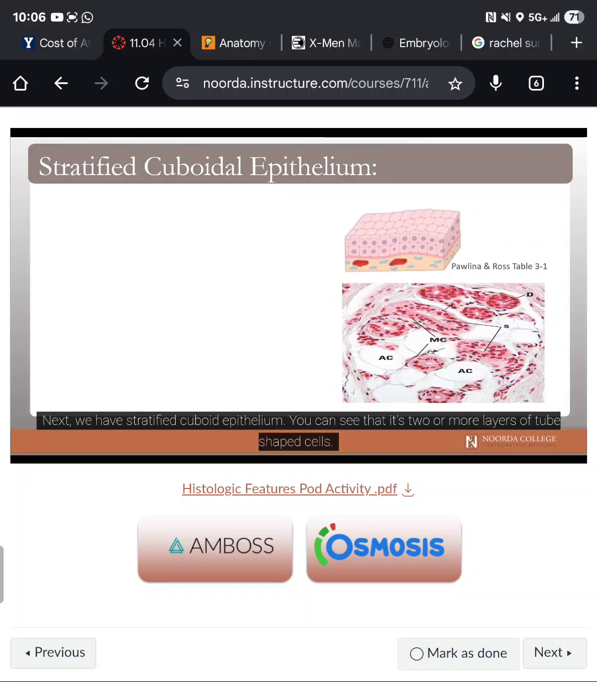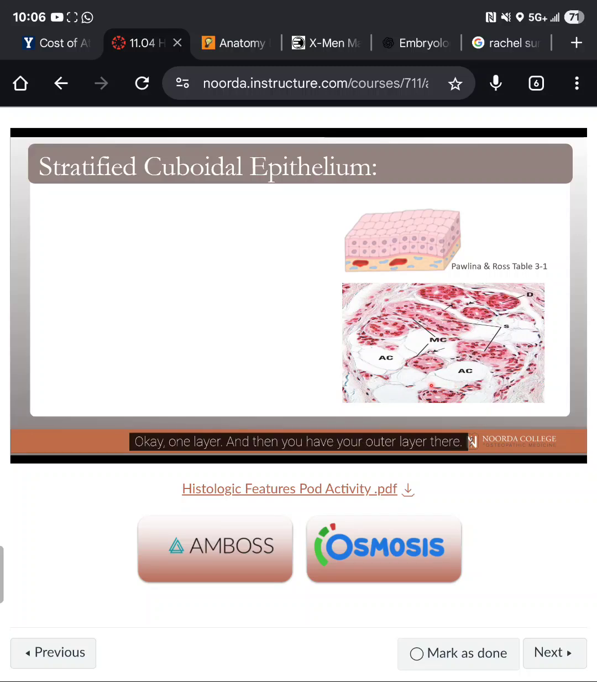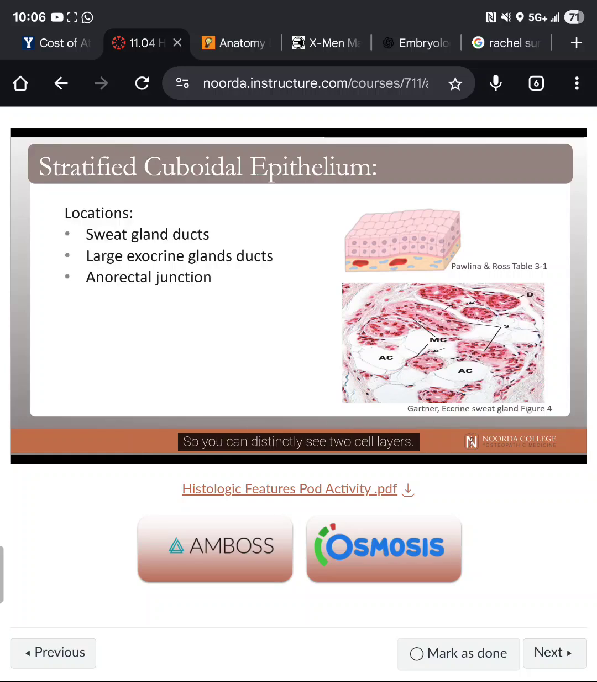Next, we have stratified cuboidal epithelium. You can see that it's 2 or more layers of cube-shaped cells. And in this image here, you can see one layer, 2 layers, 1 layer, 2 layers, 1 layer, and an outer layer. So you can distinctly see 2 cell layers.